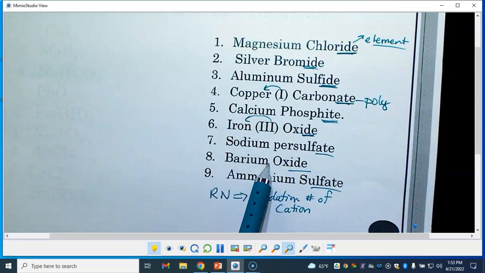So we don't need a Roman numeral. We only need a Roman numeral if the element has more than 1 oxidation number. And it's only going to be the cation. It will never be the anion. Okay? So this is how we write formulas.